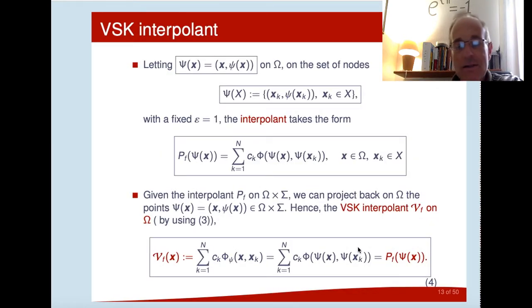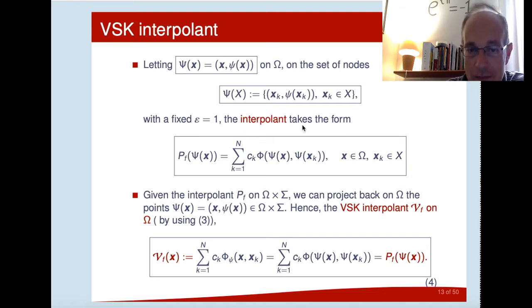So let's first understand what the VSK interpolant is. The VSK interpolant is essentially, as I said, so now we put this definition here, and then we define the new set of points in R^(d+1) as, let's say, x_k and psi of x_k for every x_k in X. X are our centers. Okay. Fix epsilon for the moment equal to 1, but it can be any value, remember.